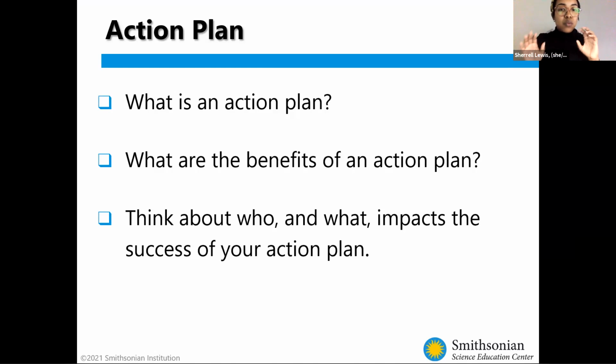And then the one thing that I love about action plans is that it requires you to think about all of the stakeholders, all of the individuals who have influence, who or what will impact the success of your plan. So this could be school leaders, this could be families, it could even be the school policies, the school culture, or the norms. Those are all the things that are going to make a major difference in the work that you want to do. And so an action plan allows you to think about those things at the beginning.